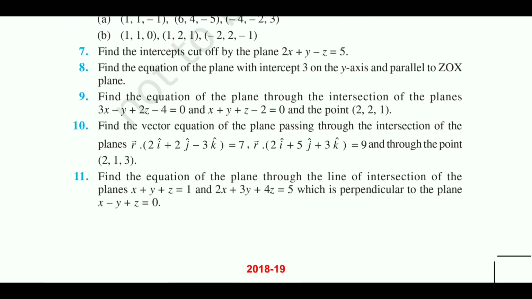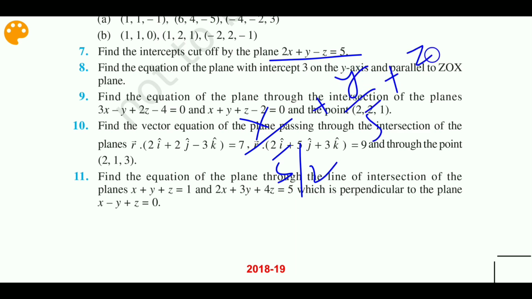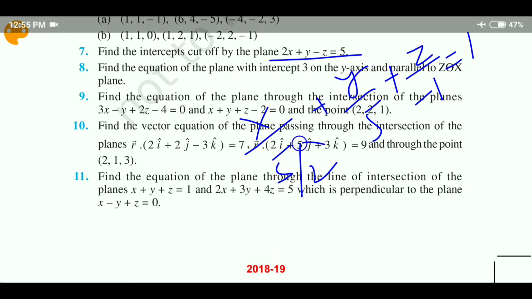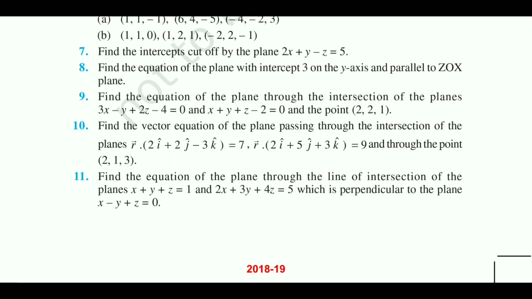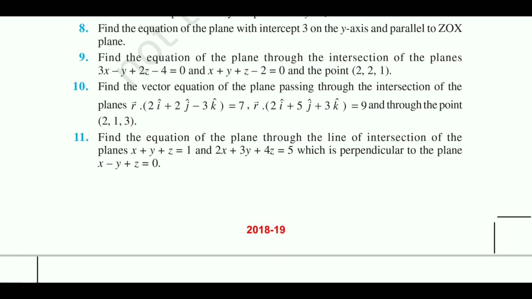Next, find the intercepts cut by this plane. Dividing both sides by 5, it becomes x by 5 by 2 plus y by 5 plus z by minus 5 equals 1. So this is the x intercept, this is the y intercept, and this is the z intercept, and this will be our answer. Next, find the equation of the plane which passes through the intersection of these two planes and through this point. Very simple question.